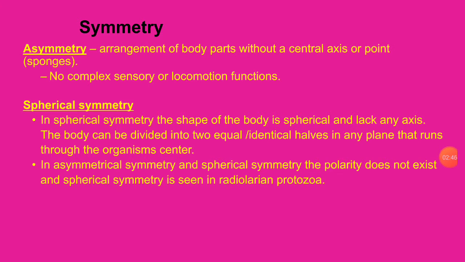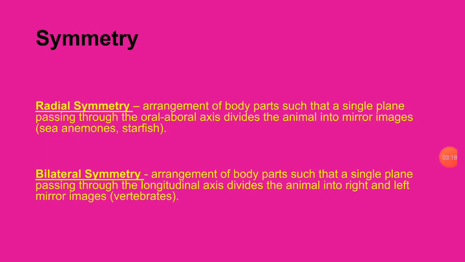Spherical symmetry. In spherical symmetry, the shape of the body is spherical and lacks any axis. The body can be divided into two equal or identical halves in any plane that runs through the organism's center. Such type of symmetry is called spherical symmetry. In asymmetrical and spherical symmetry, the polarity does not exist. There is no polarity at all. Spherical symmetry is seen in radiolarian protozoa.